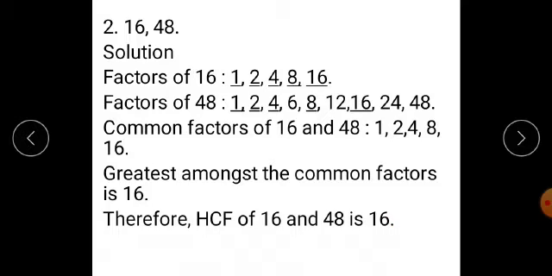Now students, if you look at this example very carefully, if of the two given numbers, one number is the multiple of the second one, then the smallest number is the HCF of the two given numbers.